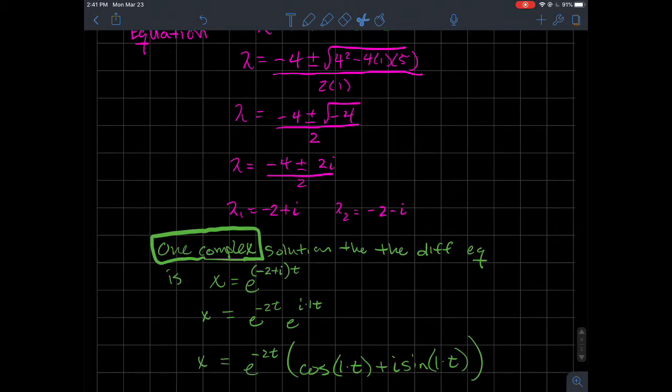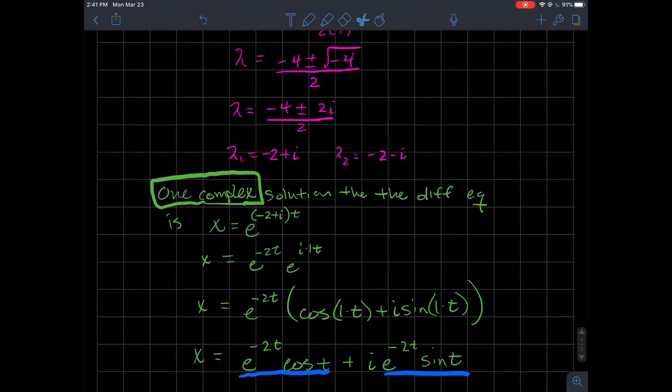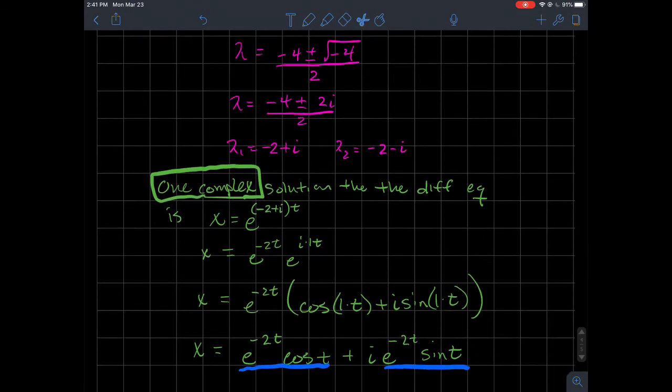Now what you could do is distribute that e to the minus 2t through to both of those, and you get this complex solution, e to the minus 2t cosine of t plus i e to the minus 2t sine of t. So that's one complex answer. Now, what I've underlined there in blue are the real piece on the left and the imaginary piece of this complex answer. And I purposefully did not underline the i. So when you're talking about the real and imaginary parts of a complex number, those are real numbers themselves. So don't worry about that i there. All I care about, again, is what I've underlined in blue.